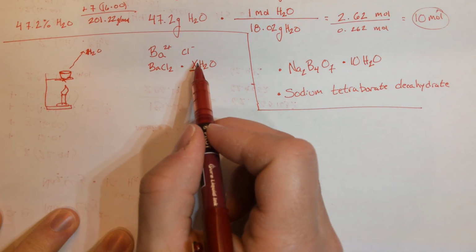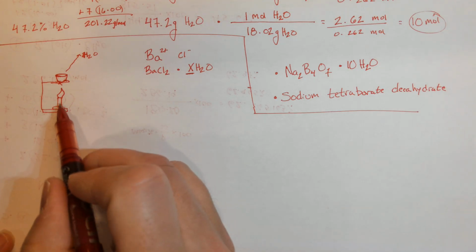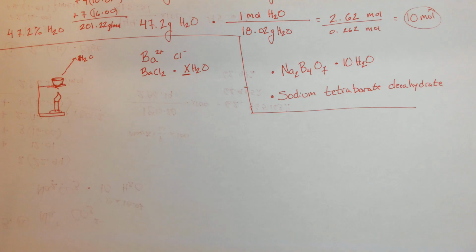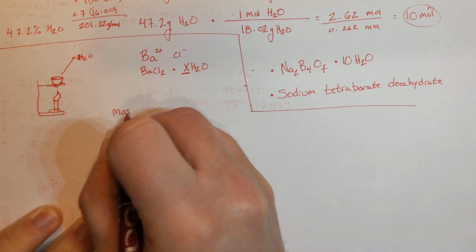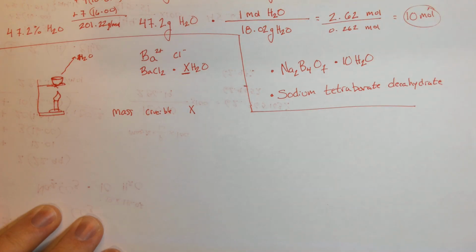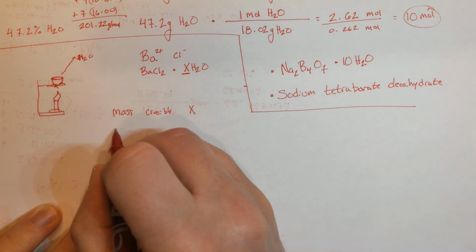We take our hydrate and we add heat to it, and the water is driven off, and we're left with just the barium chloride, the anhydrate, the anhydrous barium chloride. Great, so let's look at our data chart again. I have the mass of the crucible without anything, and I have the mass of the hydrate and the crucible together. Okay, let's call the mass of the crucible X.